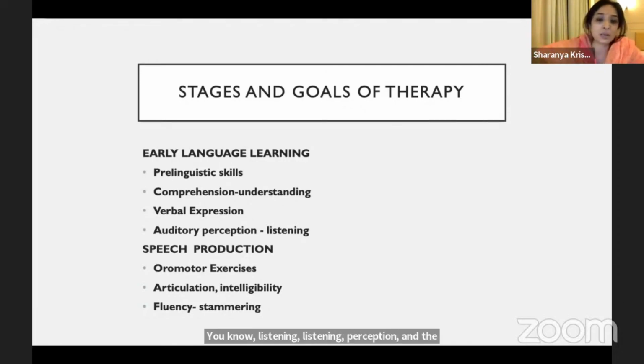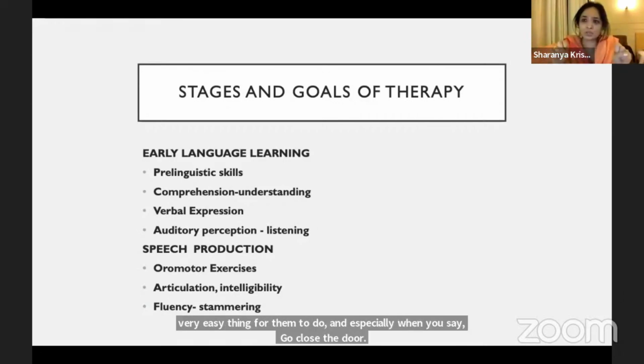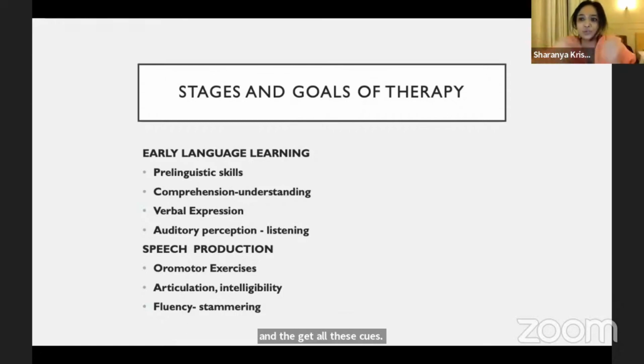Okay, not just one-step commands. Go close the door is a very easy thing for them to do. Especially when you say go close the door, you're looking at the door, you're pointing at the door, and they get all these cues. They're so smart that they put all these cues together and then go finish the command and come. But if you say go close the door, bring the ball and keep it on the table, there you see a struggle, because you have no visual cues. Your hands and legs are not moving.